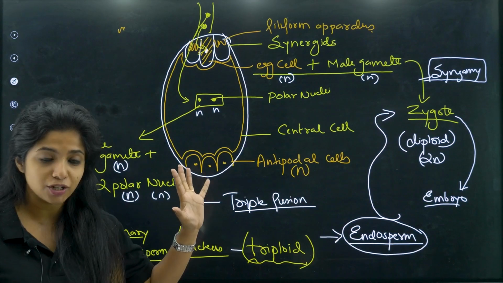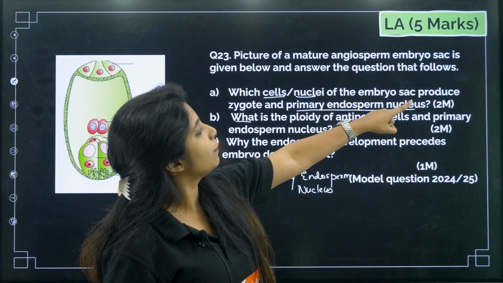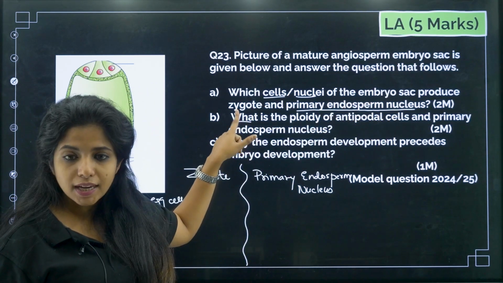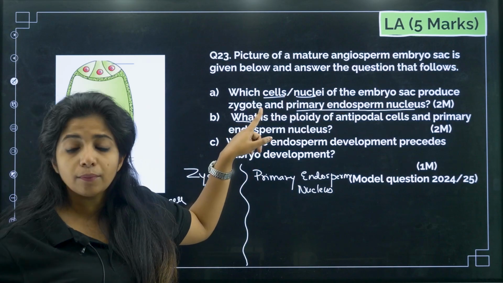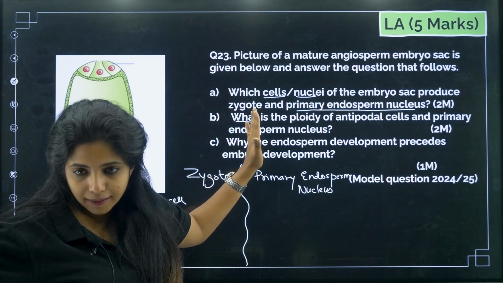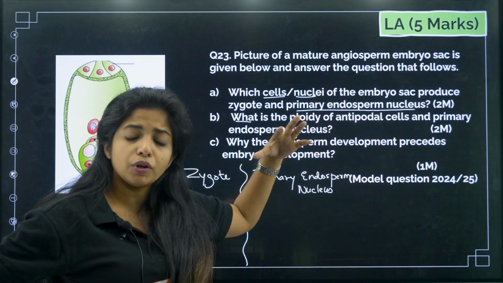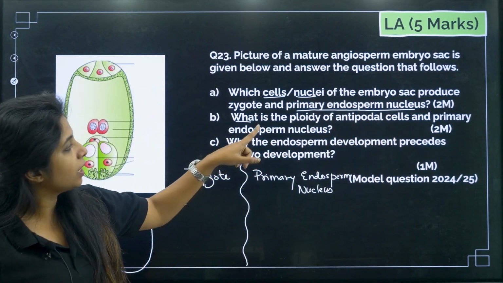And I gave you 3 question answers, even though we didn't read the question, but I'm telling you. Which cells or nuclei of the embryo sac produce the zygote and the primary endosperm nucleus, children? Which cells of the embryo sac give you the zygote? The egg cell. The primary endosperm nucleus, the polar nuclei, or what do you call it? The central cell.